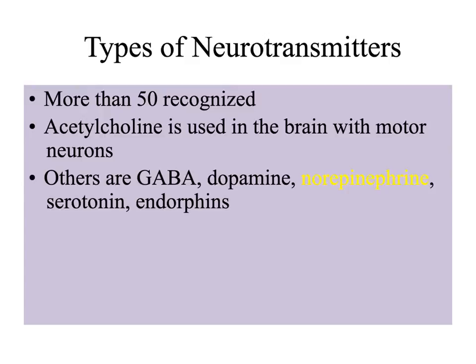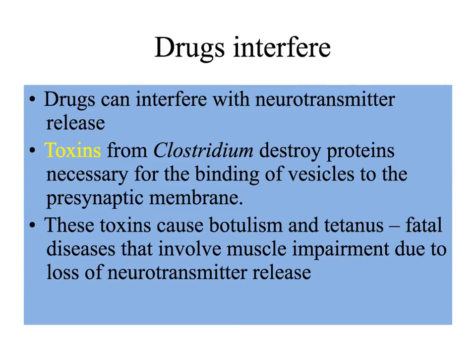There are so many different types of neurotransmitters, and you might have heard of some of these before, but there are more than 50 that are recognized. We don't go into detail on them, but acetylcholine is one that's used in the brain with motor neurons. Other ones you might have heard of before are GABA, dopamine, norepinephrine, which we talked about before, serotonin, and endorphins. These are all neurotransmitters.